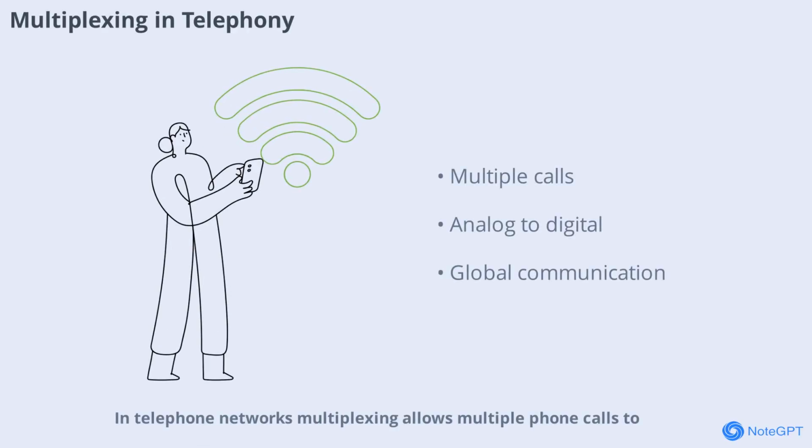In telephone networks, multiplexing allows multiple phone calls to be carried over a single physical line. Early systems used analog FDM, while modern systems use digital TDM. This shift has enabled telephone networks to handle more calls with better quality and reliability. Multiplexing is the backbone of both traditional and modern telephony, making global communication possible.